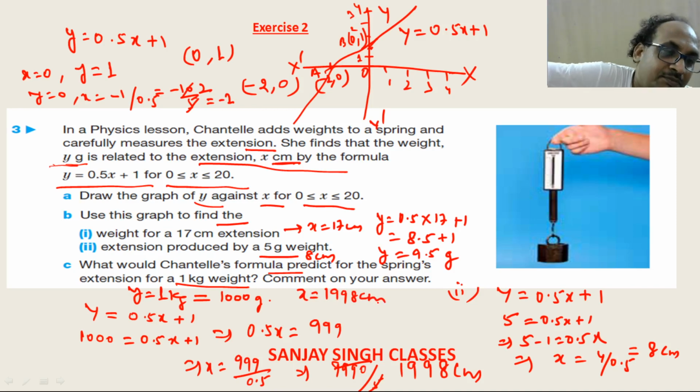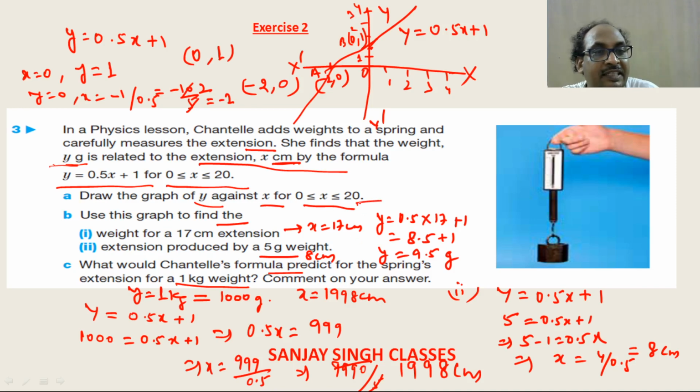Because we have not created the graph up to 1998 centimeter, and only up to 20 centimeter, it means this will be outside the range of the graph. Okay, right.